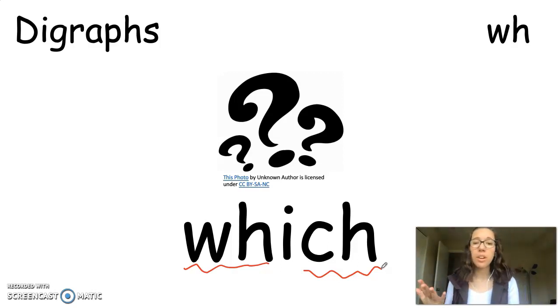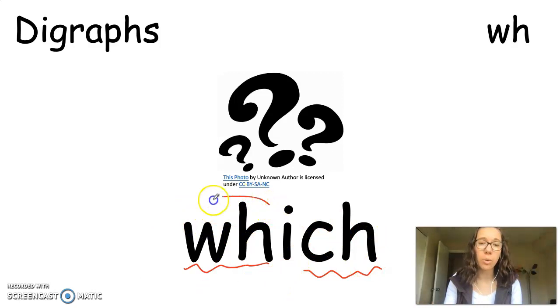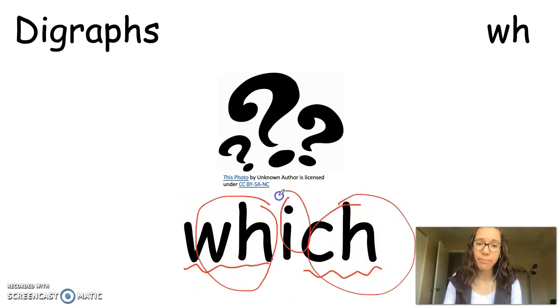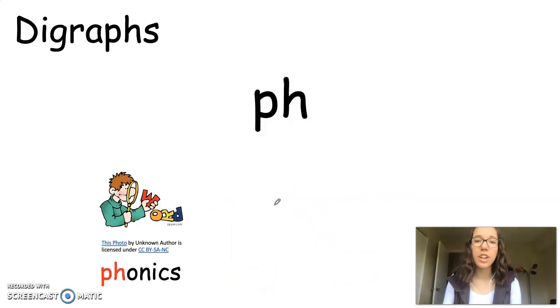So if we look at this word, it really only has three sounds, w, i, ch. But there's five letters because we have the two separate digraphs, each making their own sounds. And then we have the I in the middle. Awesome job, friends. Let's look at our next digraph.